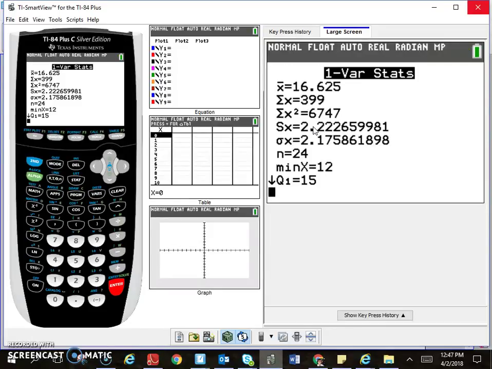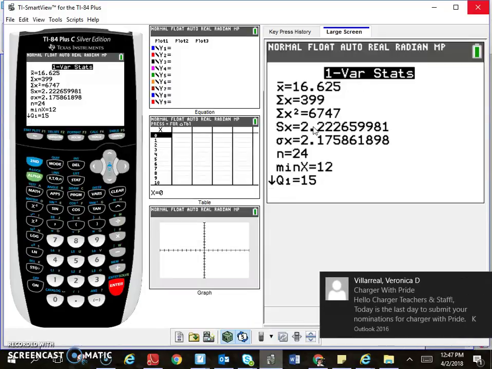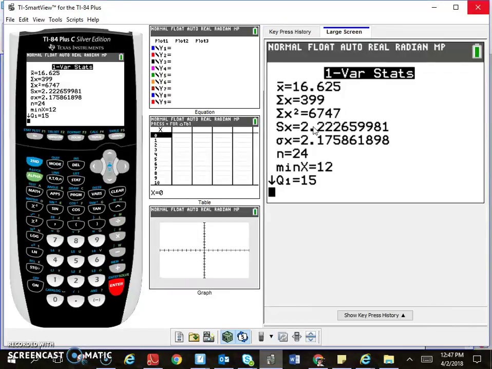The two things you really want to get from doing this are X bar, because that's the sample average, so you want to jot that down somewhere. And the other number you want is SX, because SX is the standard deviation from the sample. So you want to write those two numbers down: 16.625 and 2.223. Okay, those are two of the four numbers you need.